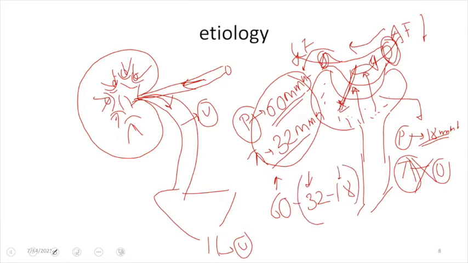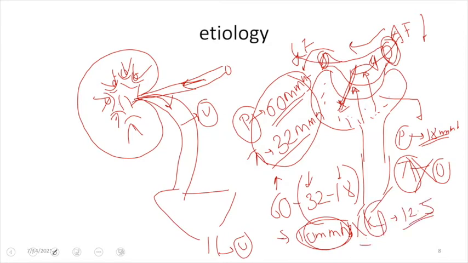And because of this, the net filtration pressure will be about 10 millimeter of mercury, and this 10 millimeter of mercury is the filtration pressure, and that will unite with the filtration coefficient, and that is basically 12.5, and hence the total filtration, the GFR, becomes about 125 ml of blood that is being filtered every minute by the two kidneys. So this is all about how the kidney will filter the blood.